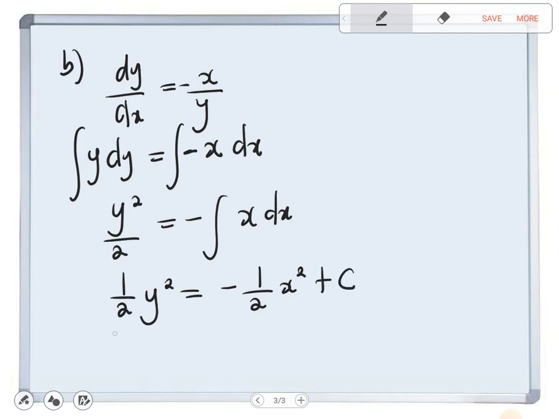Just like that, then you are done, which you can now collect. You can leave it like that, there's no problem. I don't want to complicate things, just leave it like that. If you want to, you can collect the like terms and so on, that's not a problem.